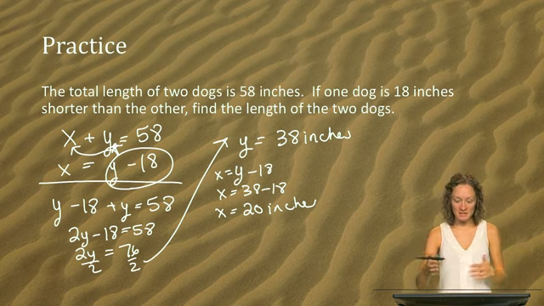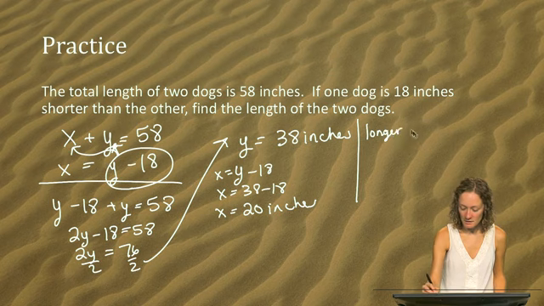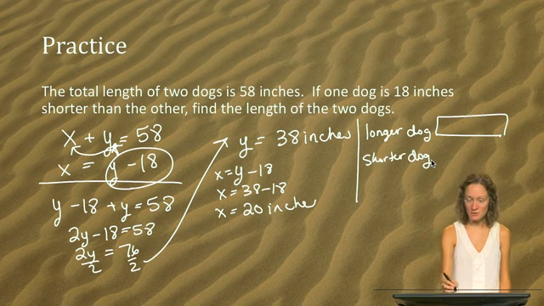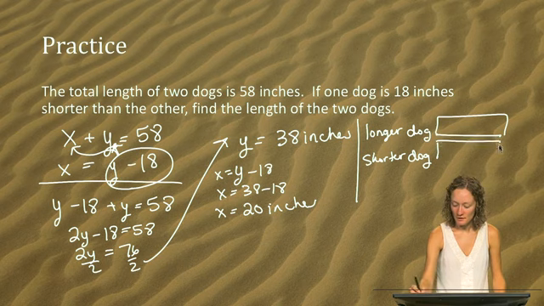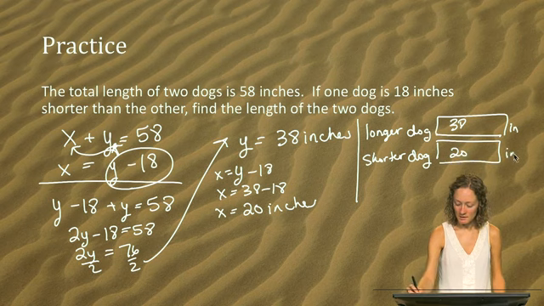It didn't give a distinction. Again, you might see it ask you to present your answers like this: the longer dog and the shorter dog. If that's the case, once you get to this point, you'll just fill in the appropriate numbers. This would be 38 inches and this would be 20 inches.